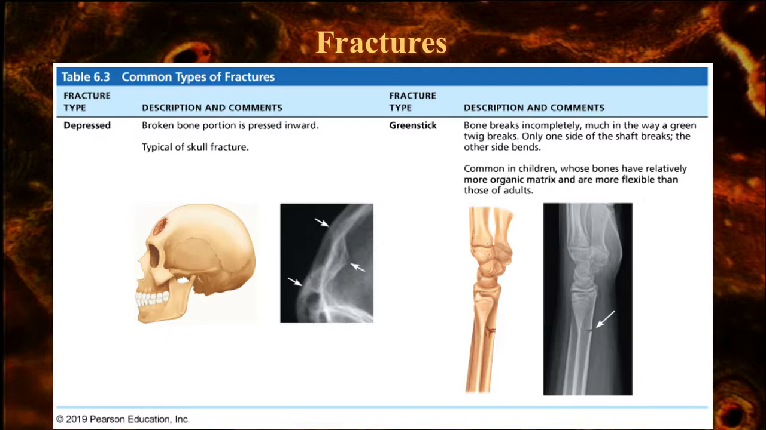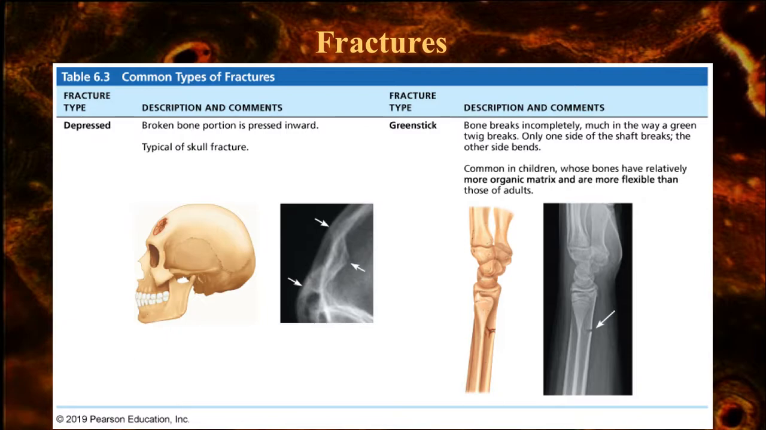A depressed fracture is when a broken bone is pressed inward, which is seen a lot in blunt force trauma to the skull. Like if you hit somebody with a hammer, the skull is going to bend in, it's going to depress. I don't know why it's so funny, but it cracks me up. So that's a depressed fracture.